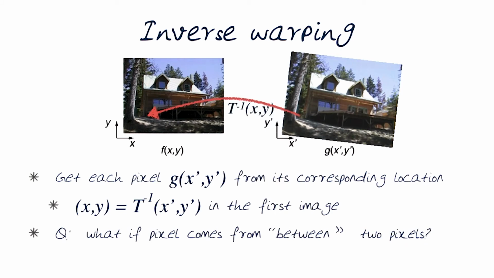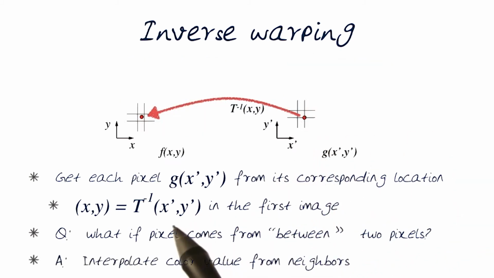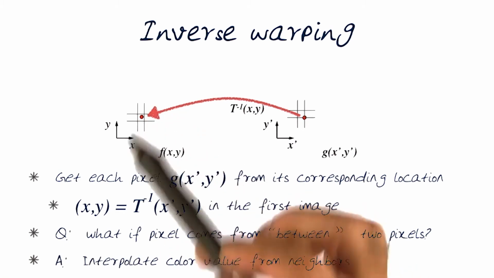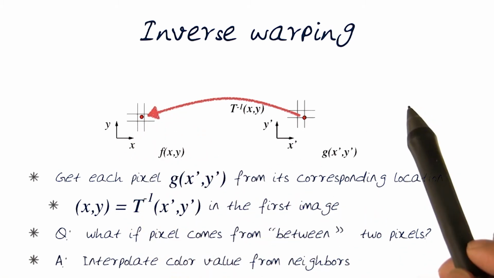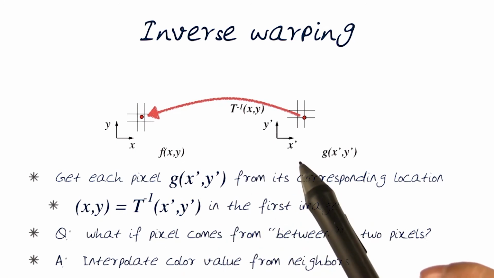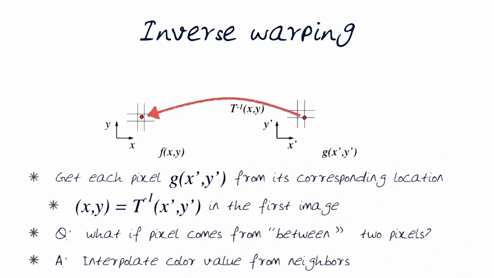Again, in this case, what happens if it shows up in between pixels? In this case, we will interpolate the color values. Where we were distributing before, here we would interpolate the color values and fill it in from the neighbors. Again, how do we do this interpolation? Remember how we did things like filtering images. We could use those types of methods to help us do this.